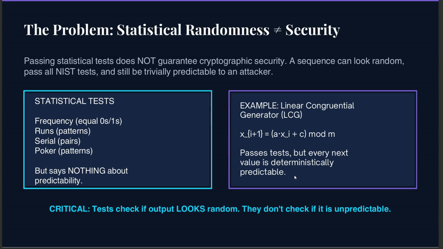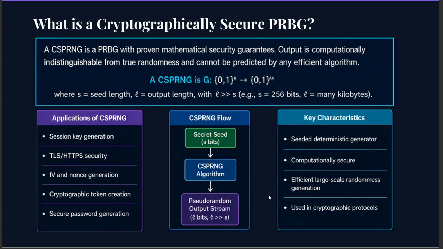Random looking output does not imply security. A generator can pass every test, pass frequency analysis, pass statistical validation, yet still be totally predictable. And cryptography cares about unpredictability, not appearance. This is exactly why cryptographically secure generators were developed. Now we arrive at the solution, that is the cryptographically secure pseudo-random bit generator, CSPRNG.